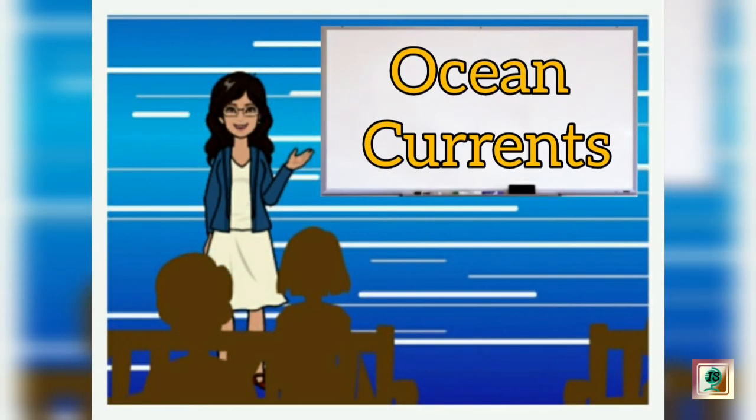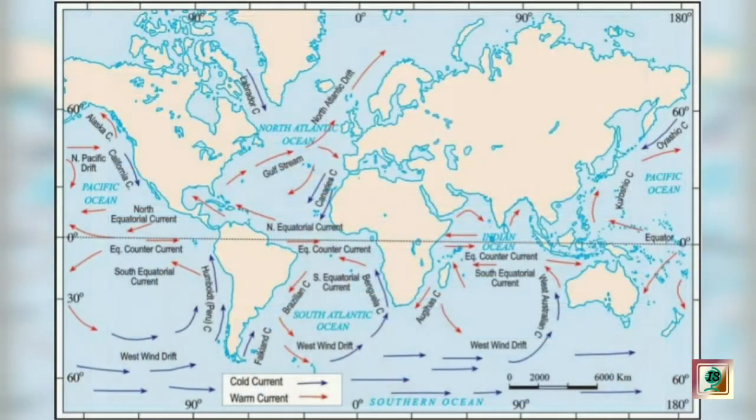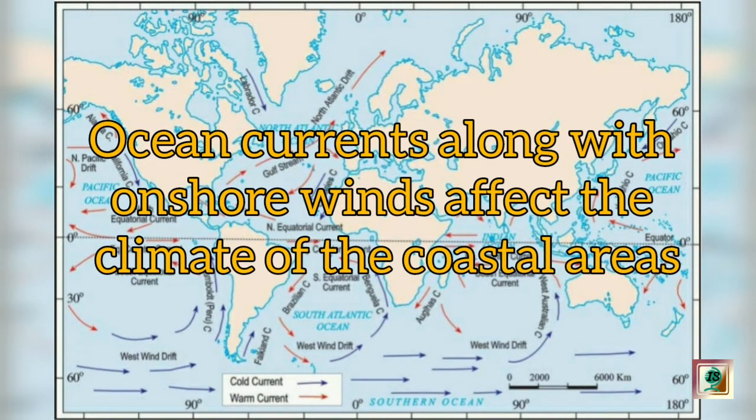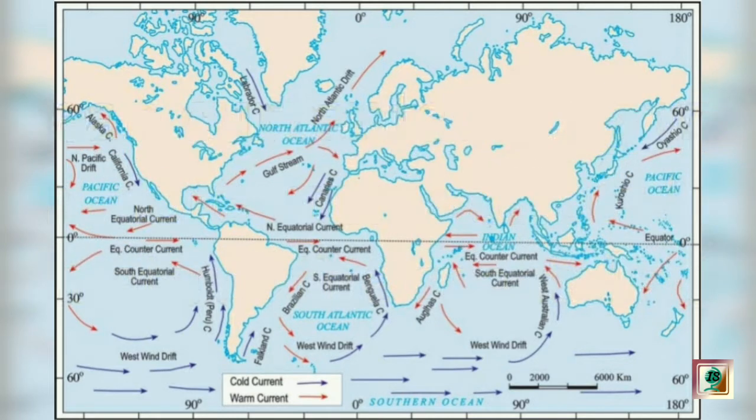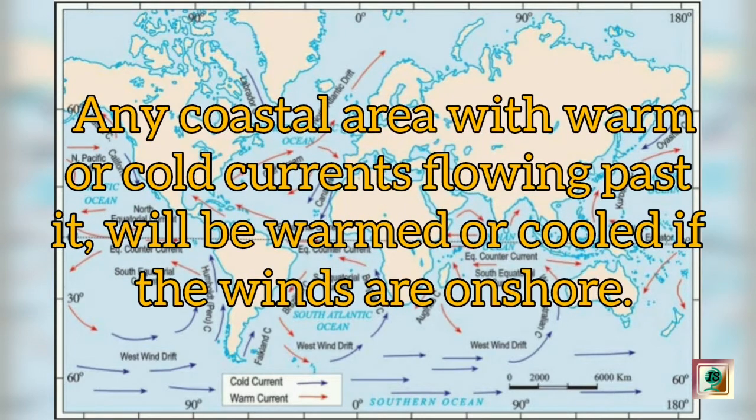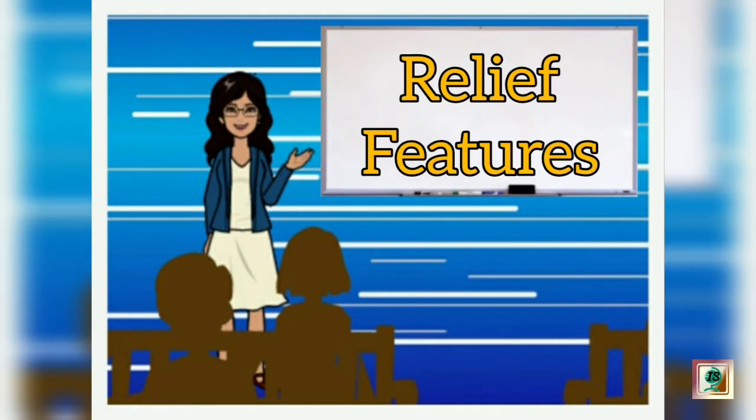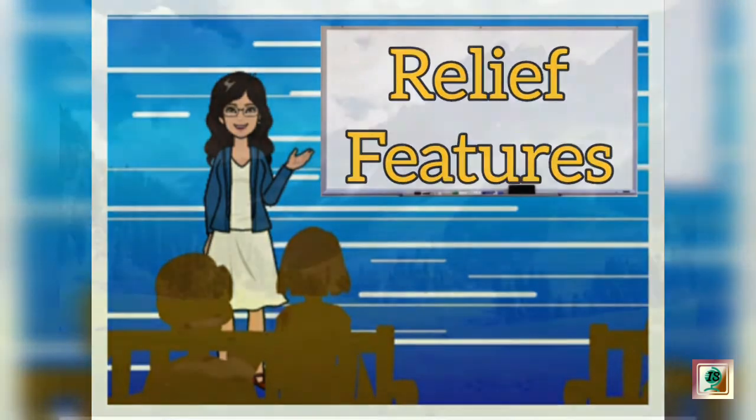Now come to the next one, that is ocean currents. Ocean currents along with onshore winds affect the climate of the coastal areas. For example, any coastal area with warm or cold currents flowing past it will be warmed or cooled if the winds are onshore. Clear? Now come to the last one, relief features.